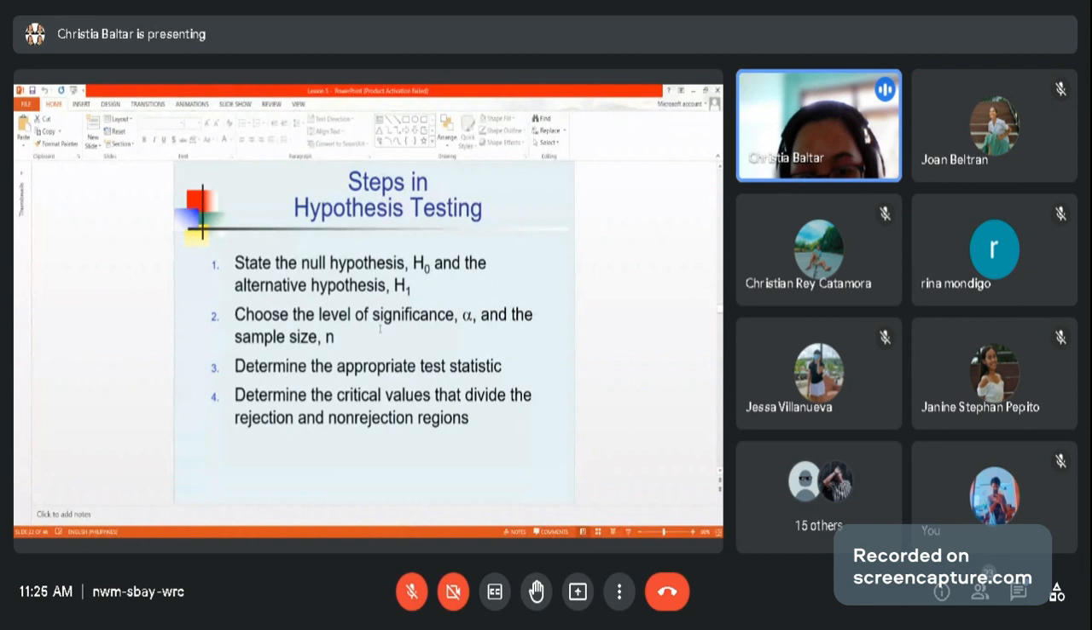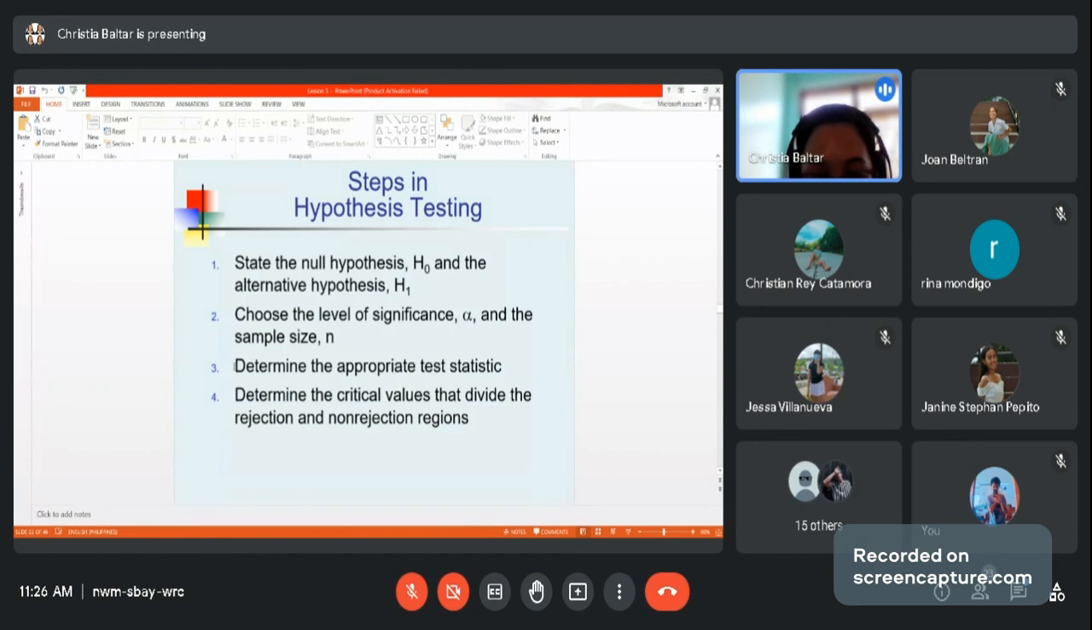For your level of significance, either the researcher chooses it or it is set in the problem. So your second step, after stating the null and the alternative hypothesis, is to choose your alpha, and then identify the sample size. N is given in the problem, so you have to identify the sample size in the problem. And then determine the appropriate test statistic.